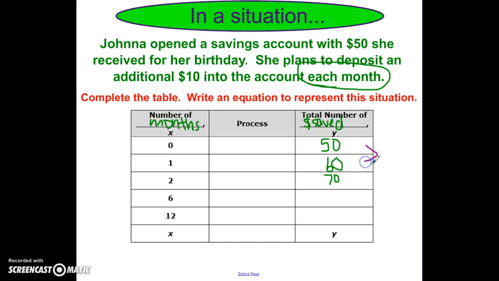So we'll find our rate of change first. These are all increasing by +10. On this side, we increased by 1. So my change in y over change in x would be 10 over 1, or 10. So this is the $10 per month. So my months is my variable, which goes next. 10 times 0 is 0, plus 50.